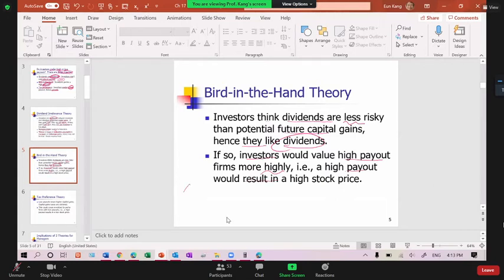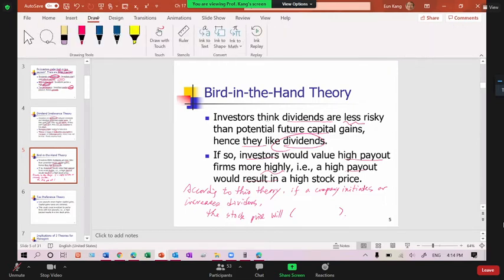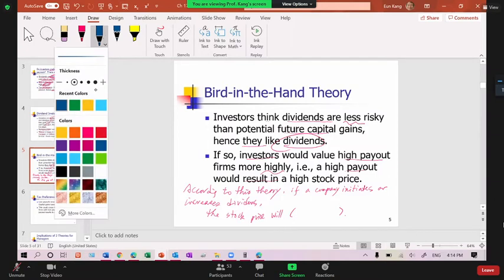So according to this theory, if a company initiates, as you know, the first time in the company history they paid dividends, or increases dividends, the stock price will what? Go up. Check. Good answer. So let's just circle this one.